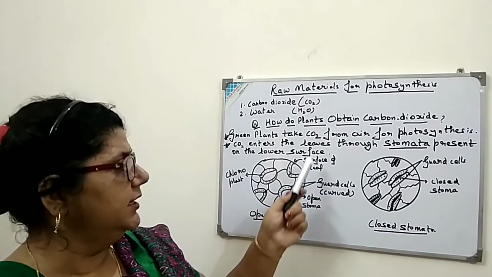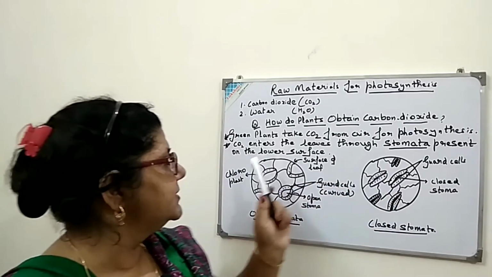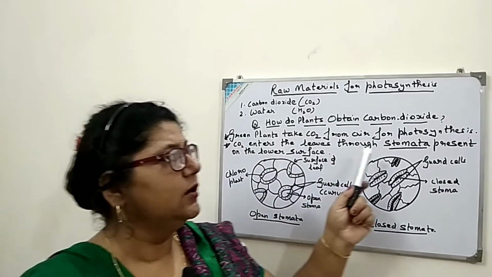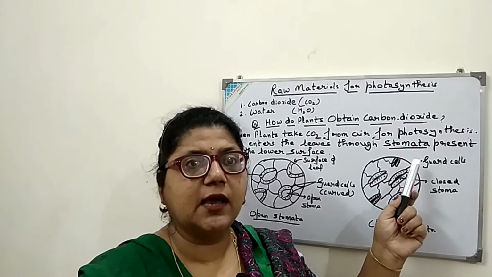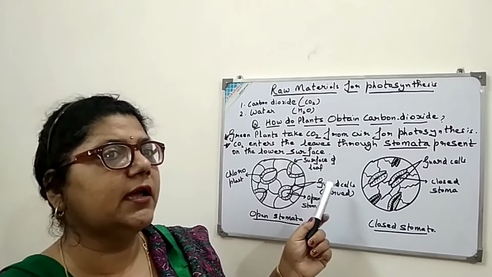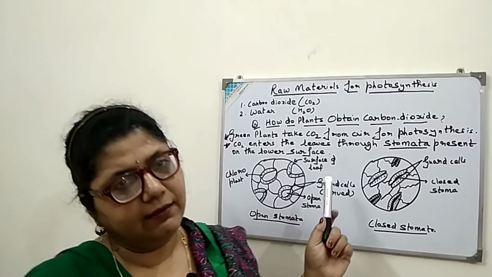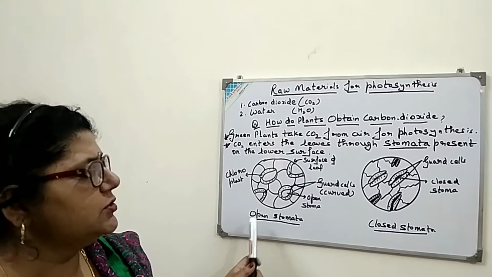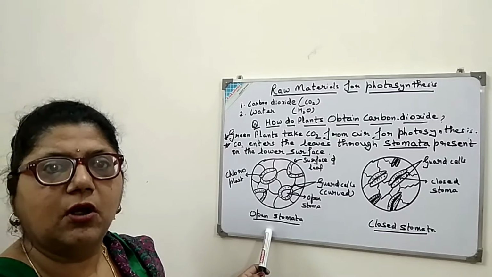It enters the leaves through stomata present on the leaf surface. Lower portion of the leaves are having the stomata, and from that stomata this carbon dioxide enters the plant. Now we will see, I will show you the structure of stomata.